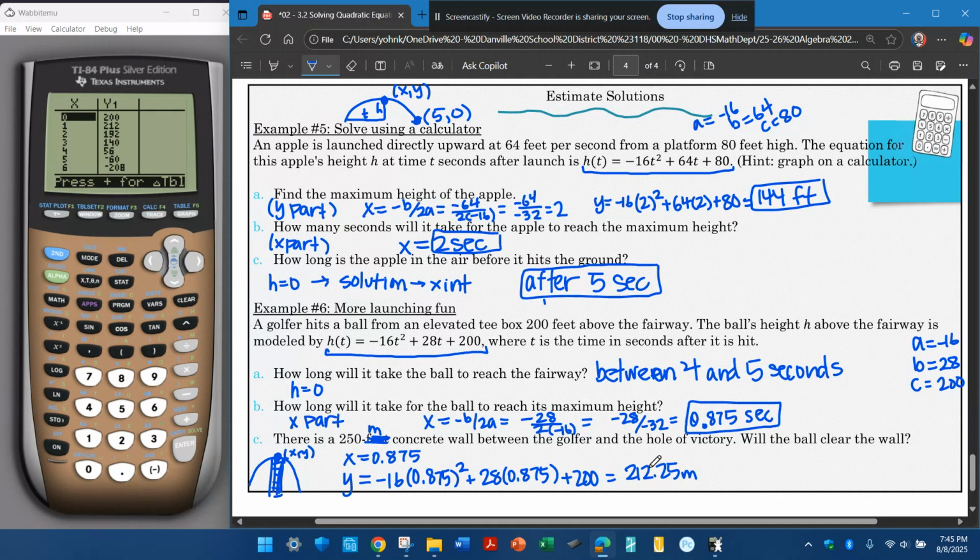So if the maximum height of the parabolic path is only 212, it's not going to be able to get over a 250 concrete wall. So the answer is no. The maximum is less than the wall's height.